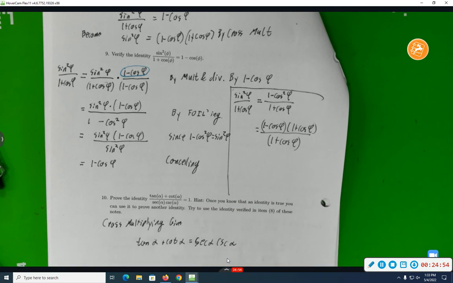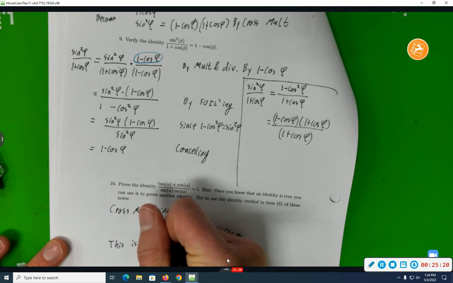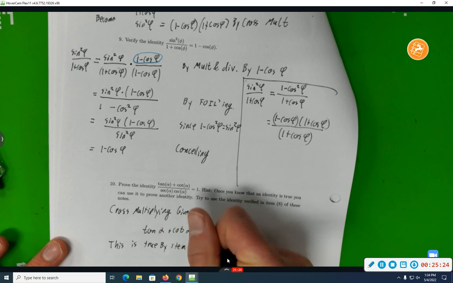Okay, that was a lot, and that was the amount of time it took me to write the whole step. So, cross multiplying gives us that. And what does item 8 say? Those two things are equal. So in particular, this is just already true. This is true by item 8.